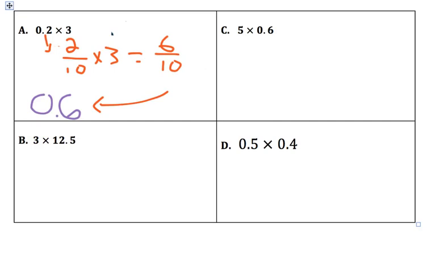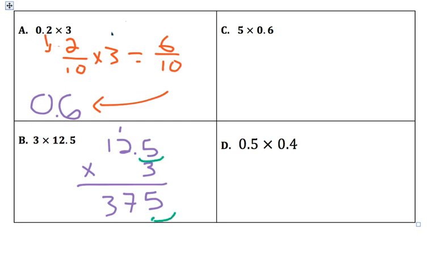So for B, we have 3 times 12 and 5/10. I'm going to start with the number that has more digits on top, and then multiply it by 3. Again, you don't have to line up the decimals when you're multiplying. 3 times 5 is 15, so we got a 5 here. I bring up the 1. 3 times 2 is 6, plus this 1 is 7. 3 times 1 is 3, and since we have one number after the decimal point, I move that right over here, and you get an answer of 37 and 5/10.